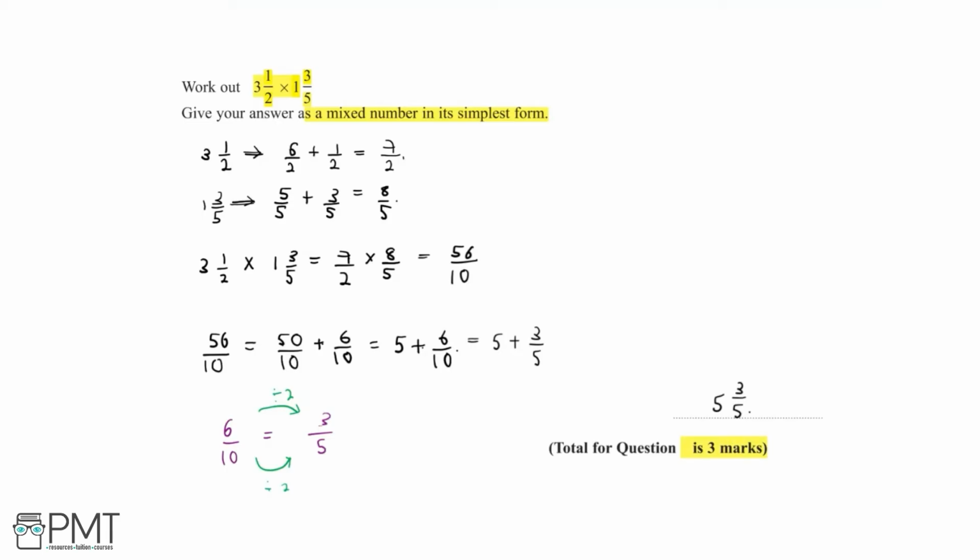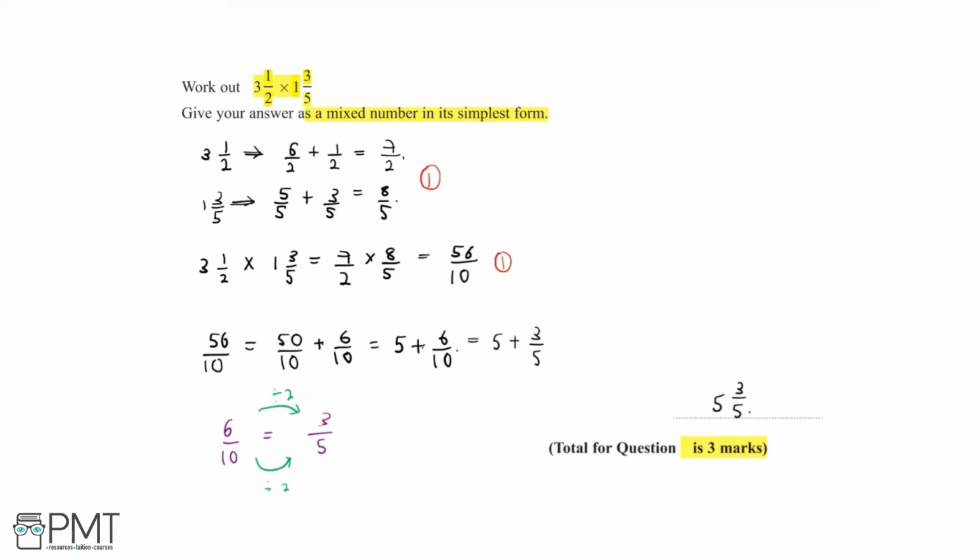Now this question is worth 3 marks. We get the first mark for converting our fractions in the question into improper fractions, and for finding that 3½ is equivalent to 7 over 2, and 1 3/5 is equivalent to 8 over 5. We get the second mark for multiplying these values together, and for finding that 7 over 2 multiplied by 8 over 5 will give us an answer of 56 over 10.